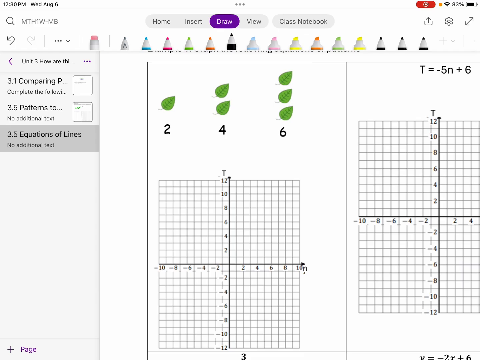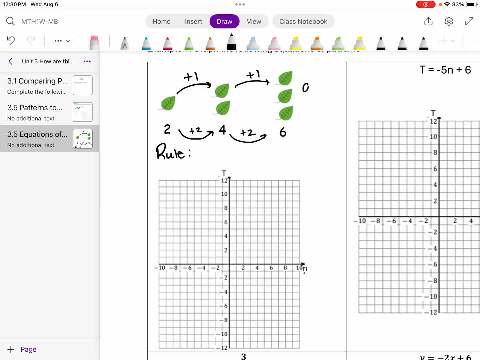Start by writing a rule for this leaf pattern. I want you to write a rule and see what you can come up with, and then try graphing it, and then we are going to press play when you're ready. Okay, so if I'm looking at how much my leaf pattern is growing by, this leaf pattern is growing by 1 every time my position number goes up by 2.